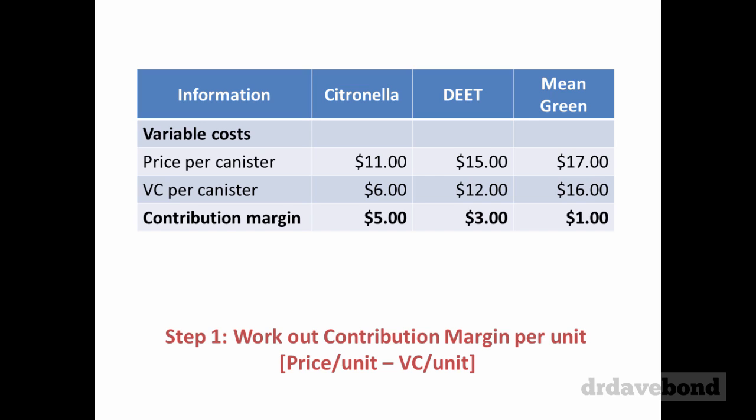So for each unit, for each product, we have $5 in contribution margin for Citronella per unit, $3 for DEET, and Mean Green, whilst it's the highest price product in the market, has quite a high variable cost and it only contributes $1 per unit. You sort of wonder why they keep that line going, but that's a story for a different day. So step one, work out the contribution margin per unit for each of the products.